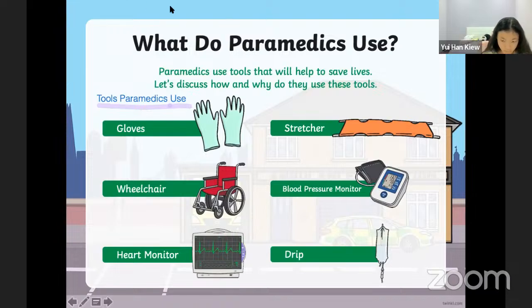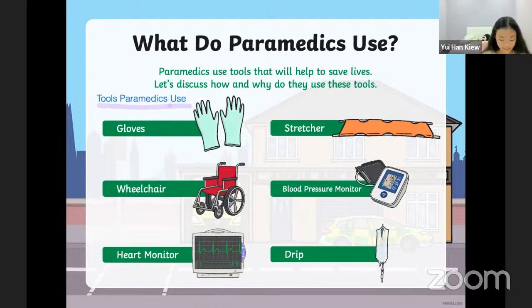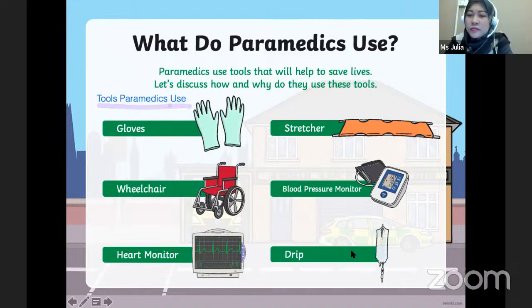So, okay, yeah, let's discuss. Okay, number one. So these are the tools that the paramedics use. What's number one? Gloves. Okay, why do they use gloves? Can you tell me? Can you tell teacher? To not get the virus in the... Say again. The, don't get the bacteria in the body. Okay, good. So to prevent bacteria.